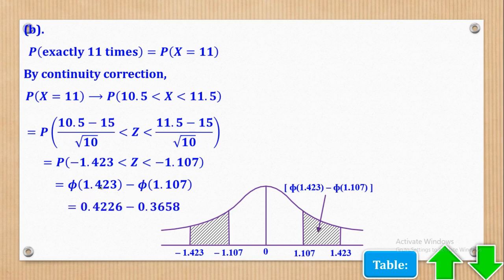So phi of 1.423 can be got from the calculator or from mathematical tables. In this case, we are going to get it from the mathematical tables. The good thing, this was already got in part A. Now we are going to see where this 0.4226 is coming from.